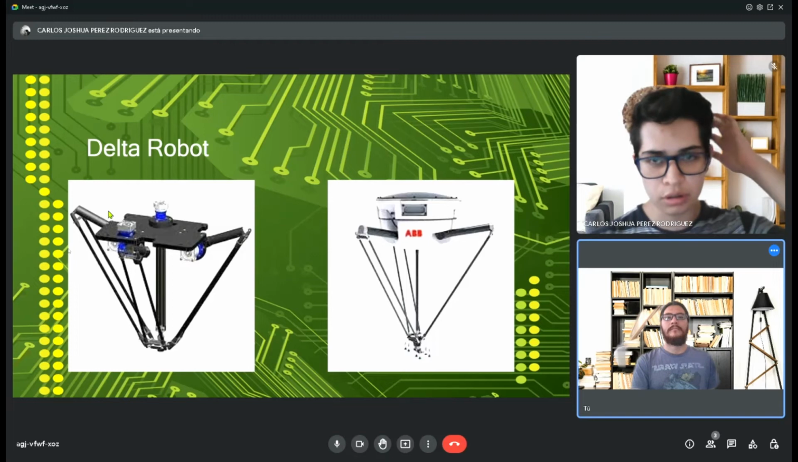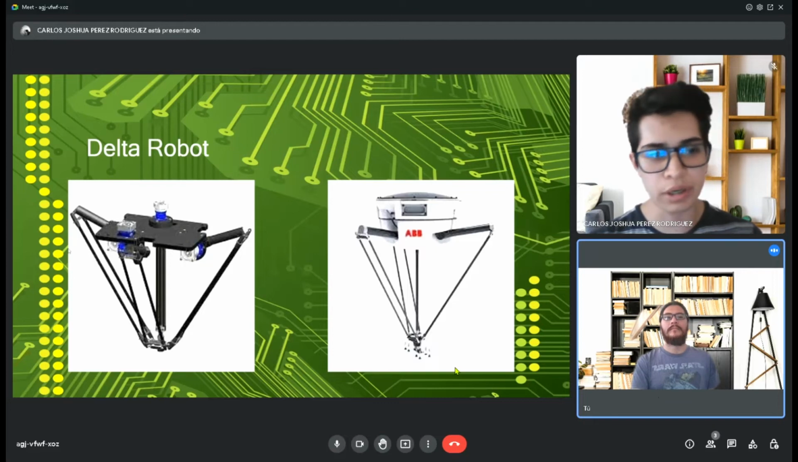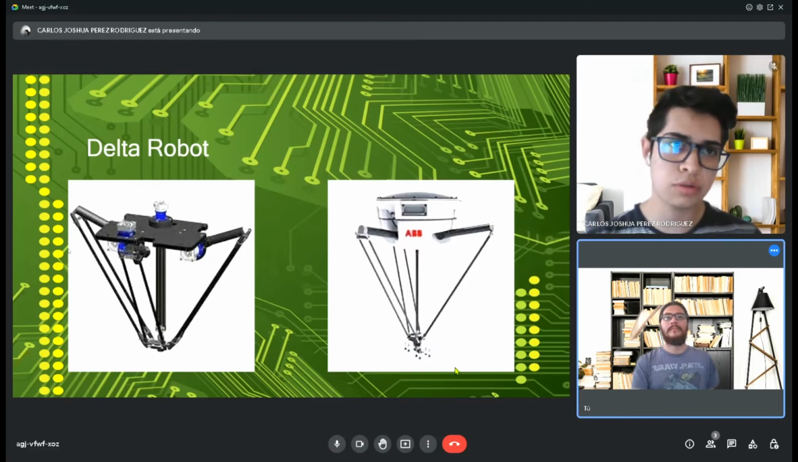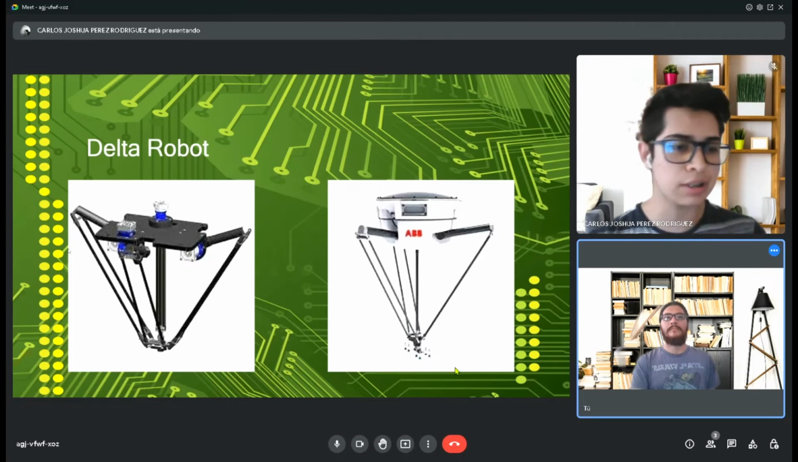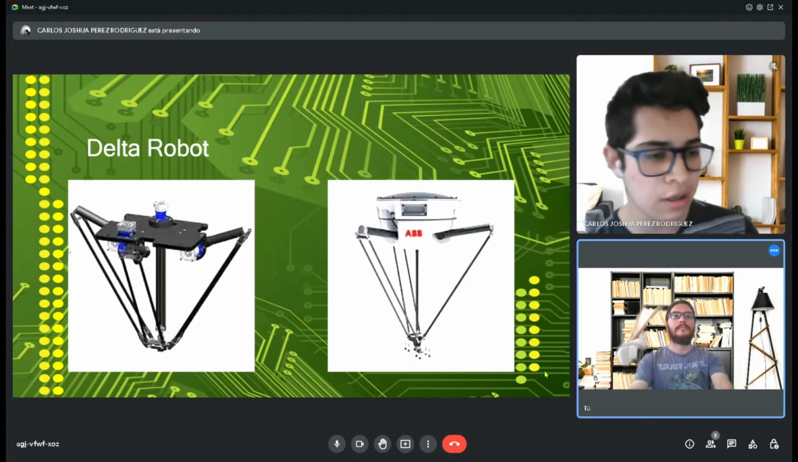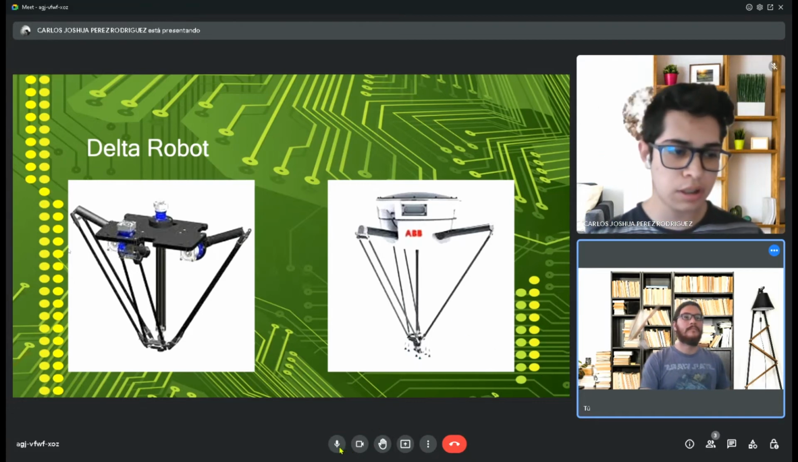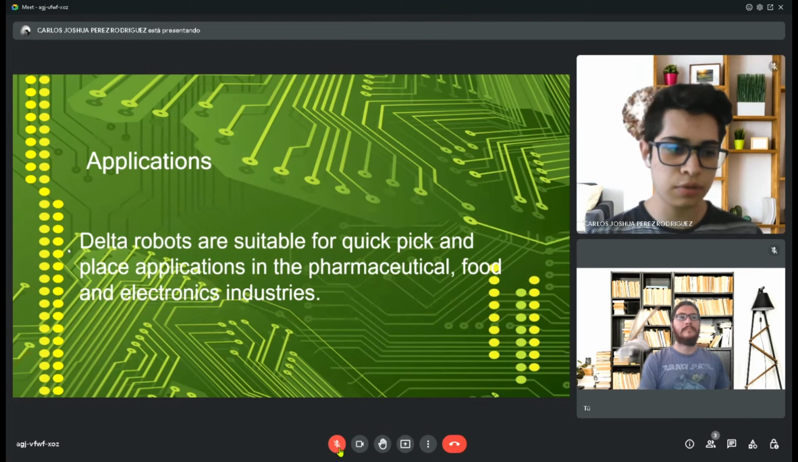The tool is connected to the arms by joints, and the base is connected by three joints driven by revolutions. The tool of a Delta robot can move along all Cartesian axes and also among all the vertical axes. The result is a sphere-shaped work area, because of its spheric axis. Delta robots are suitable for quick pick and place applications in pharmaceutical, food, and industrial electronics.